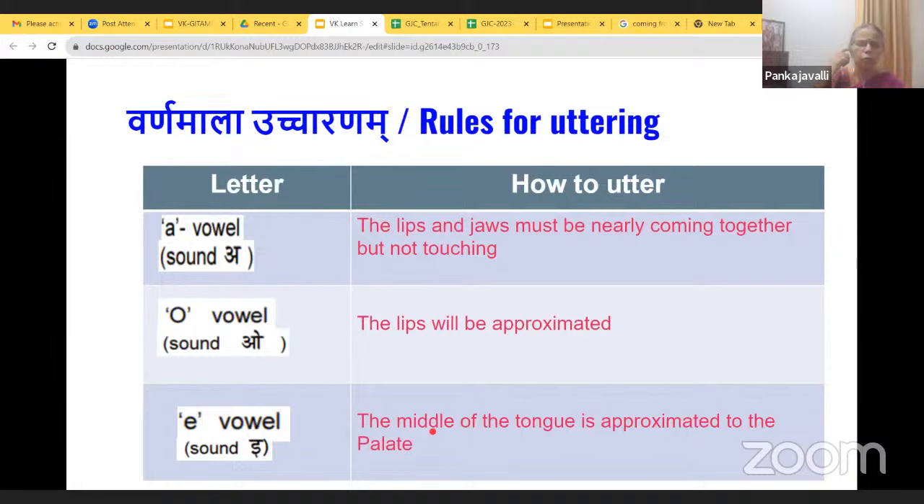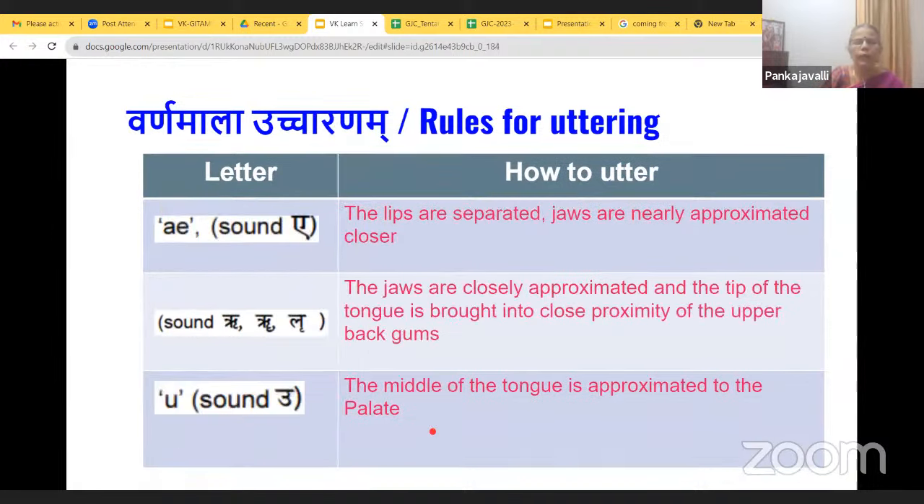The middle of the tongue goes to the soft palate. And then A, the lips are separated. The jaws are closer, the upper jaw and the lower jaw. The bone of the teeth is called the jaw. But for A, the lips are separated. For R and L, they are closely approximated. The tongue comes to the Murdha. Lu is Danta, but Ru and Ru are Murdha.